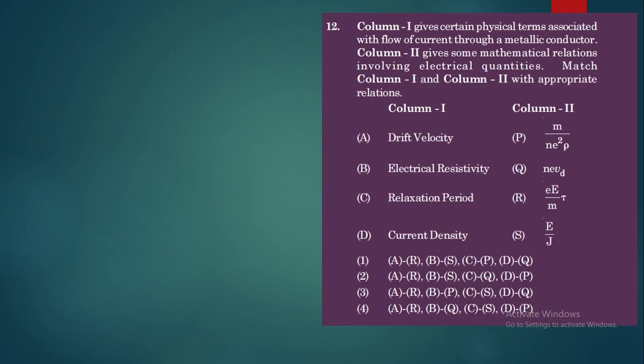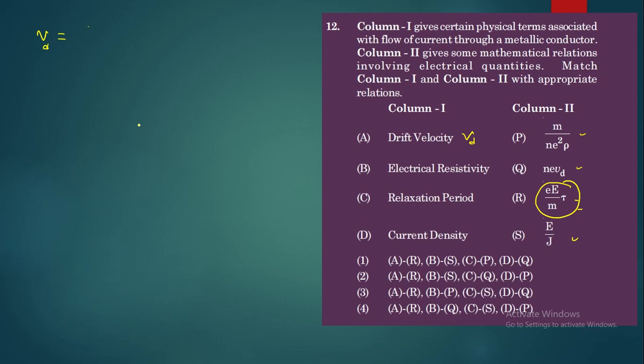So here in this question, two columns are given and we have to identify the quantities and the corresponding formulas. So this belongs to the current electricity part. So let's pick up the formulas. So first one is drift velocity. Drift velocity is denoted by Vd. So Vd is equal to what? I check one by one. I see this one. This is the magnitude of the drift velocity.